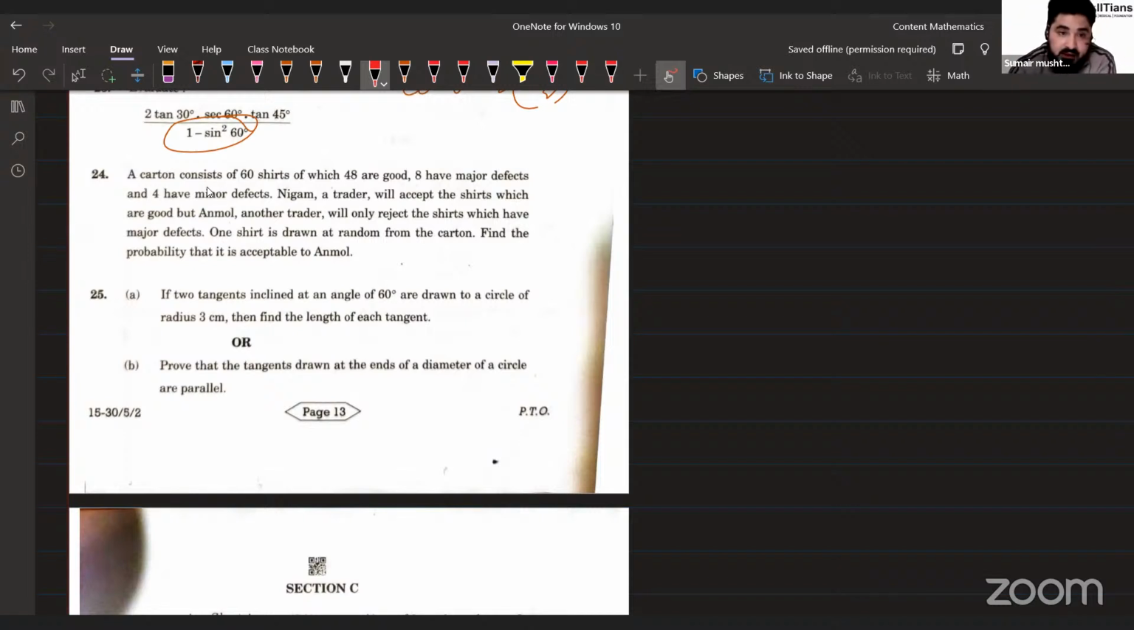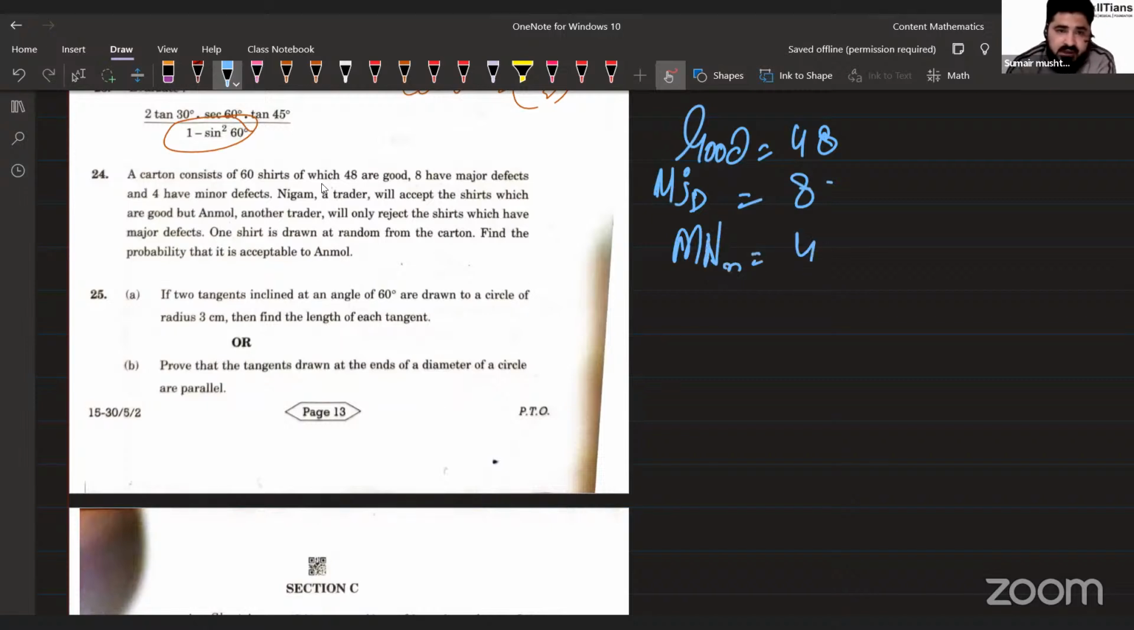A carton consists of 60 shirts and 48 are good. How many are good? 48. Major defect are 8. Minor defect, I will write here MJ defect, MN defect, you can write anything. MN, that is minor defect, is equal to 4. Okay.